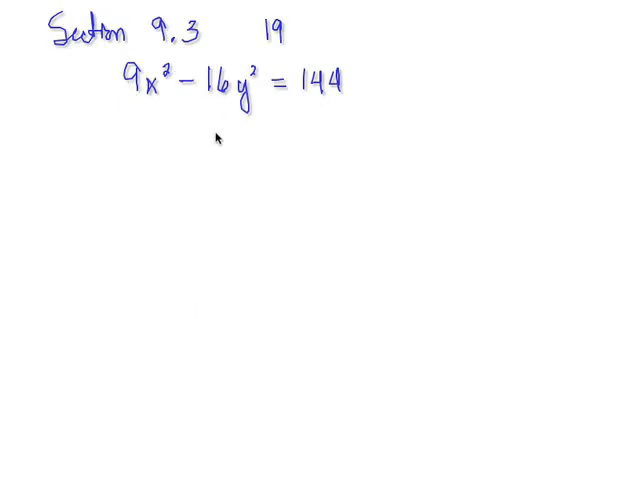Hi everyone, this is section 9.3, problem number 19. We have 9x squared minus 16y squared equals 144. The first thing it says to do is to solve for y in terms of x. So that's what we're going to do first.